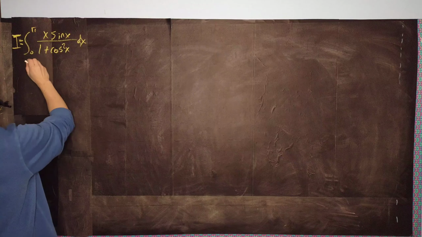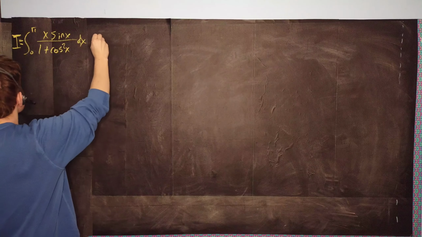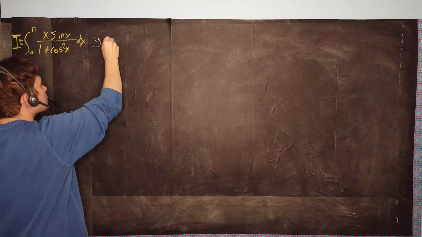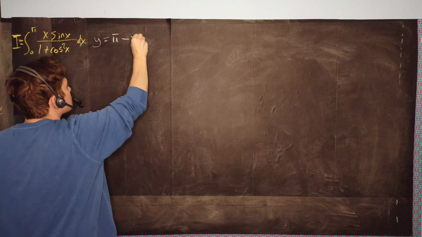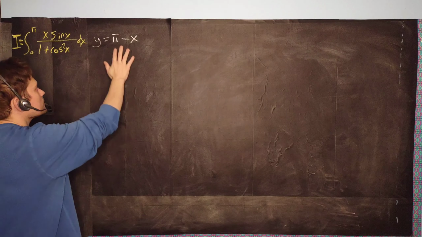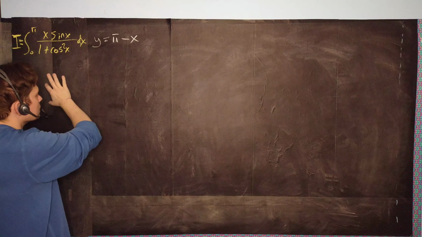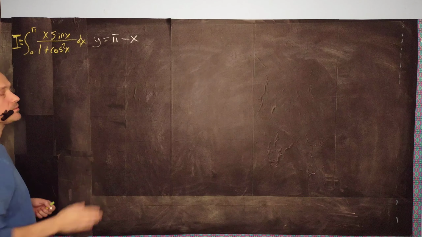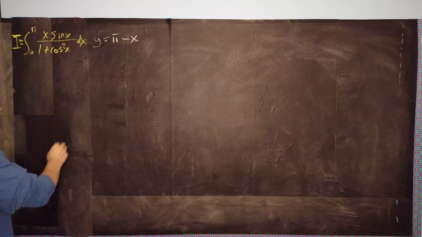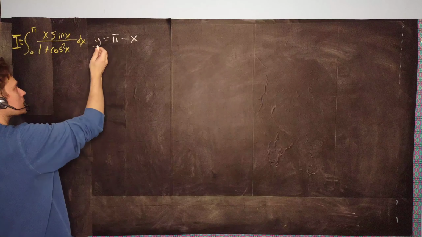So what we can do is begin by, for example, setting y equal to the following, pi minus x. Why would we do this? Because it turns out this particular substitution will give us an expression eventually that would be able to get back to this. You'll see.